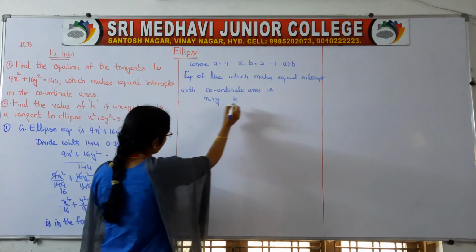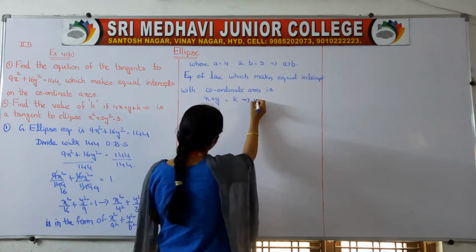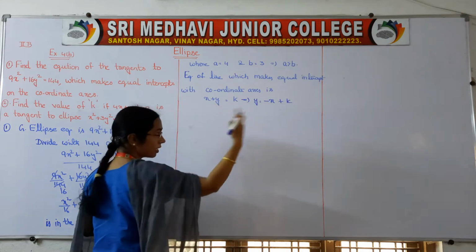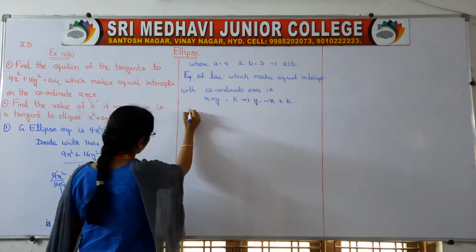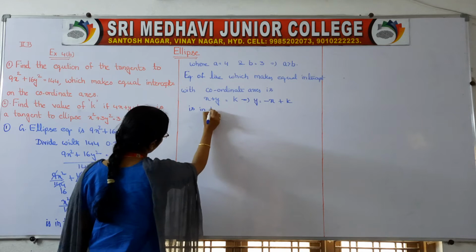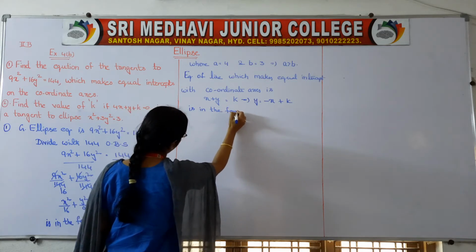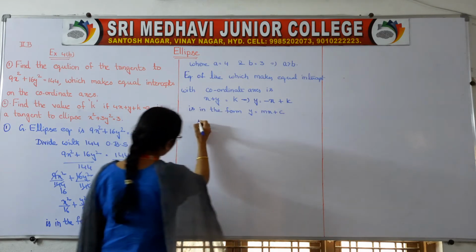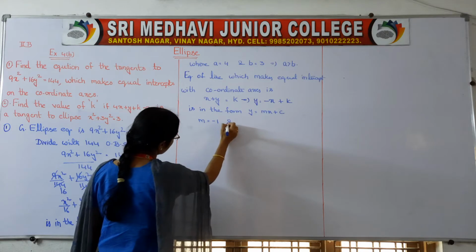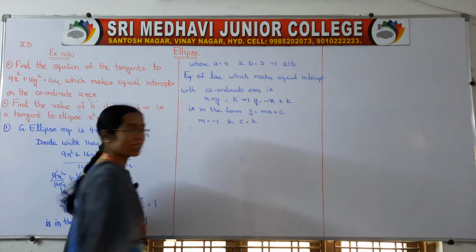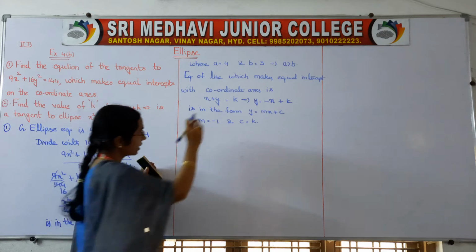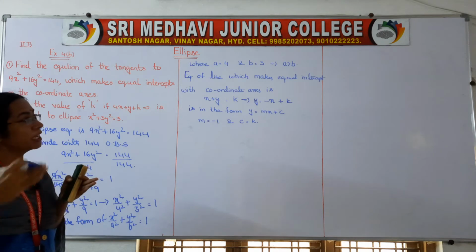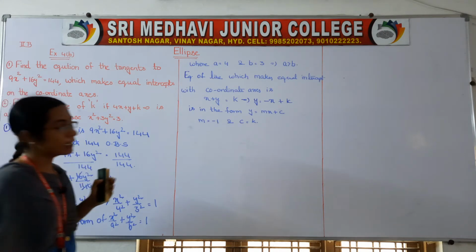So how can we write this? We will write this as y is equal to minus x plus k, sending x to that side. Now it is in the form of y is equal to mx plus c, where m is equal to minus 1 and c is equal to k. Okay, this line is a tangent. It is given that the tangent makes equal intercepts with the coordinate axis.